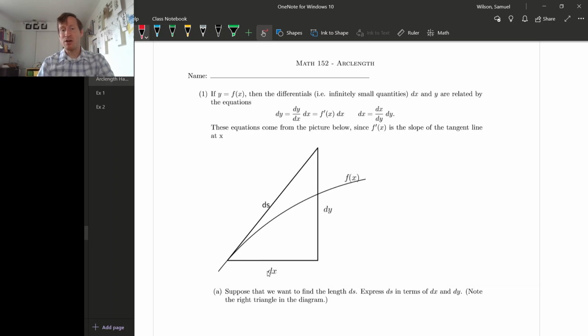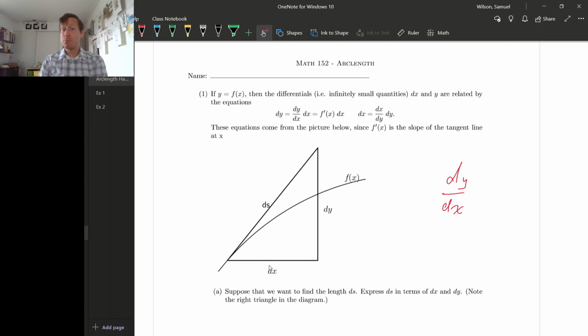dx is an infinitely small step in the horizontal direction, and dy is the corresponding small step in the vertical direction. dy and dx have to be in a certain ratio so that this chunk of arc length actually points in the direction of the curve, right? And that direction, the ratio between dy and dx, is dy/dx, which is the derivative. That's why dy/dx is used for the notation of the derivative.